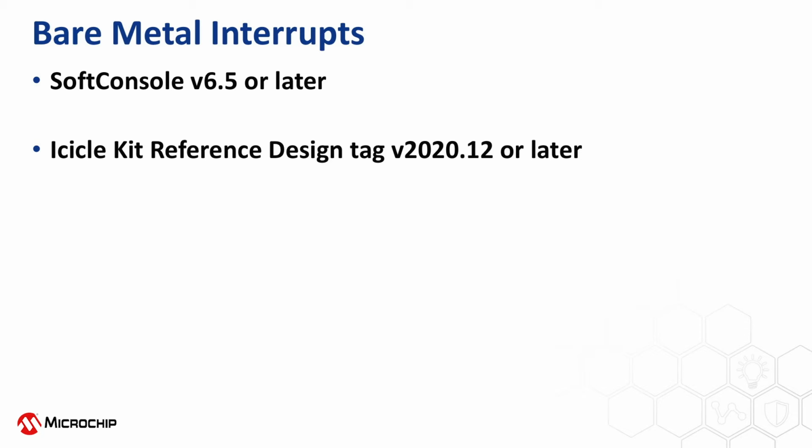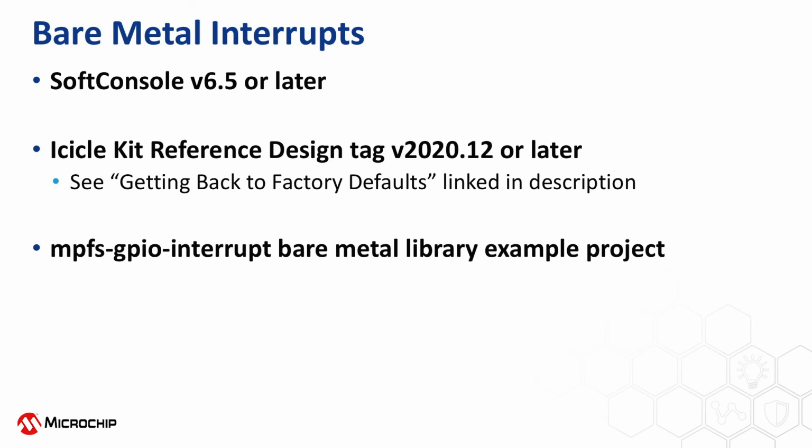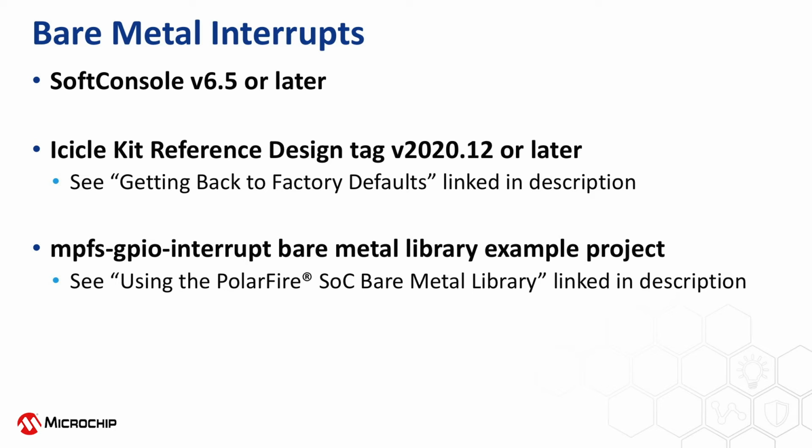If you're not sure how to update to the latest version, watch our video called Getting Back to Factory Defaults. The MPFS GPIO bare metal example project will be used to show some interrupts in this playlist. If you're not sure how to import this project, watch our video called Using the PolarFire SoC bare metal library.